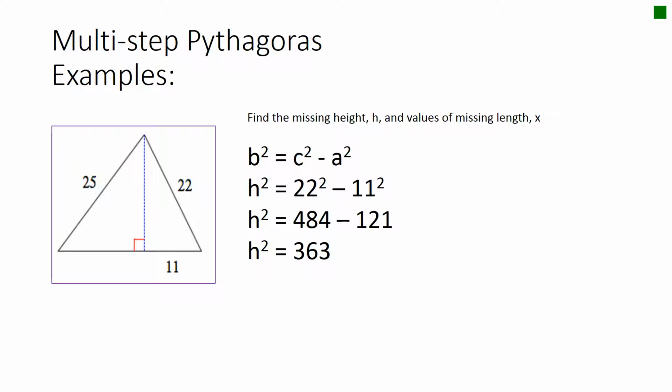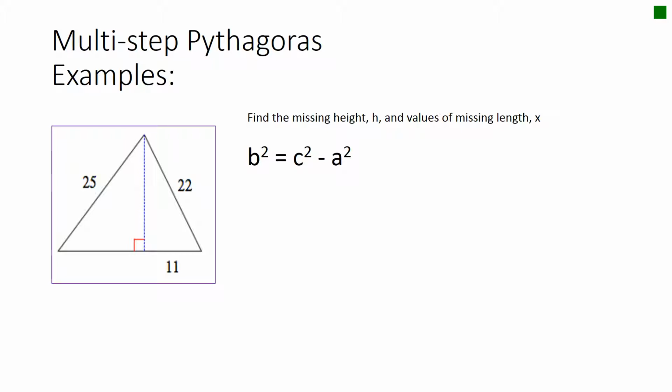Now we're not trying to solve for the height squared. We're trying to solve for the height. So I have to get rid of that squared somehow. And to do that, I'm just going to take the square root of both sides. And that gets rid of the square. So then we get that H equals the square root of 363, which equals 19.05.